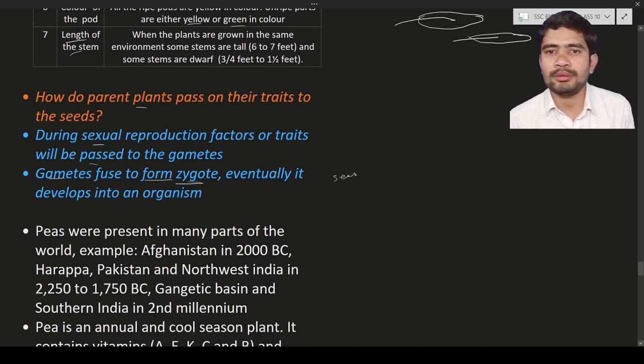Okay, a seed. So it means the factors or characteristics will be passed from a cell to the gametes, from the gametes to the zygote, and from the zygote to the seed, and the seed will grow into a plant, and these plants will show the kind of characteristics that have been taken from the parental plant.